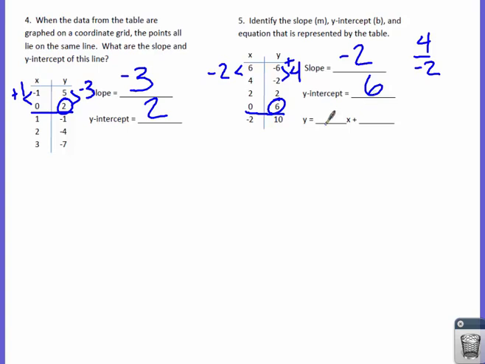So we end up with a slope of -2 and a y-intercept of 6. Now what do I plug in with the x? Well, we know the slope always goes with the x. So -2 and 6, just like that.